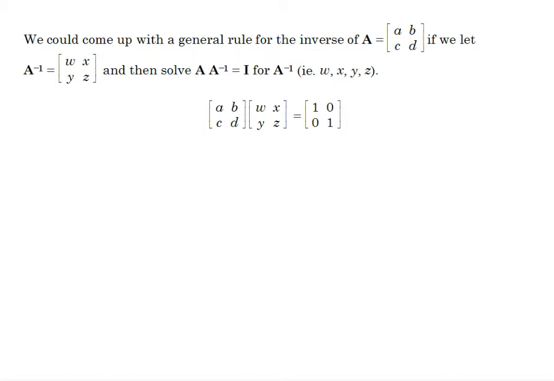So we know that A times the inverse of A has to equal I. So we've set up this equation here. So this is A. This is going to be our inverse of A. That's what we're going to be trying to solve for: W, X, Y, and Z, just like we did in the previous example. And this is I. So same as before, let's expand out the left-hand side here. So rows times columns, so top row times left column gives us AW plus BY.